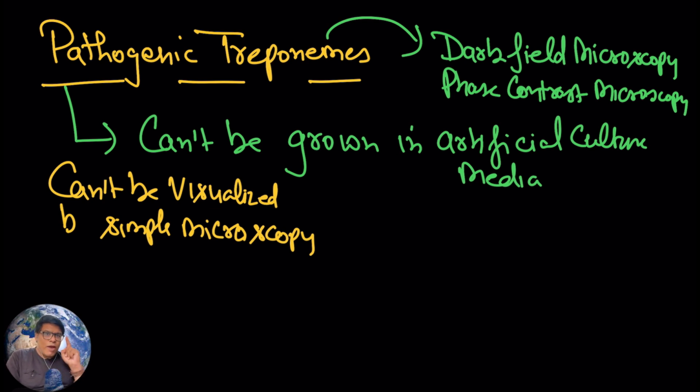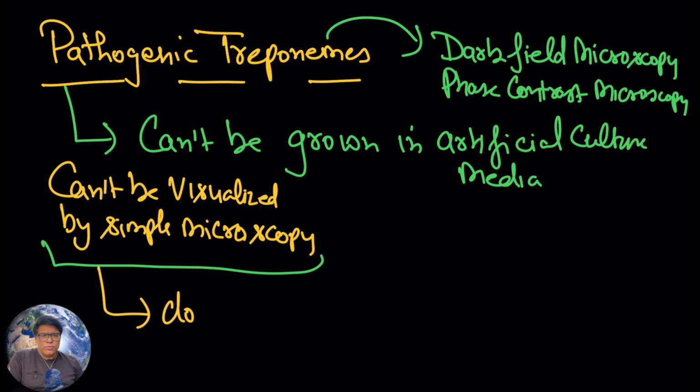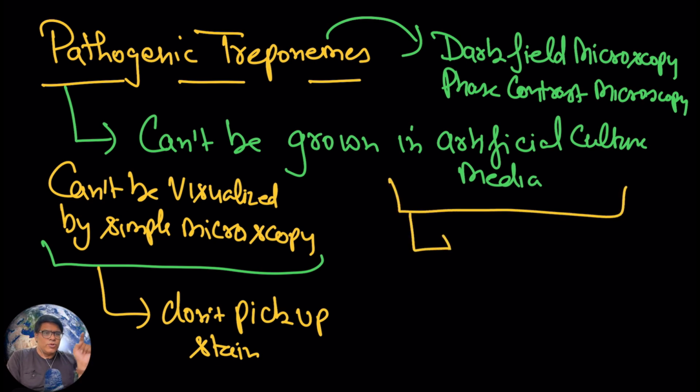What you have to use? You have to use special kind of microscopy like dark field microscopy or phase contrast microscopy. Now here a question will arise in your mind, why we can't visualize this bacteria by simple microscopy like light microscopy? The answer is simple. This bacteria generally do not pick up the stains which are generally used to visualize bacteria. So that's why we are going to use special type of microscopy, that is dark field microscopy, or you can say phase contrast microscopy.